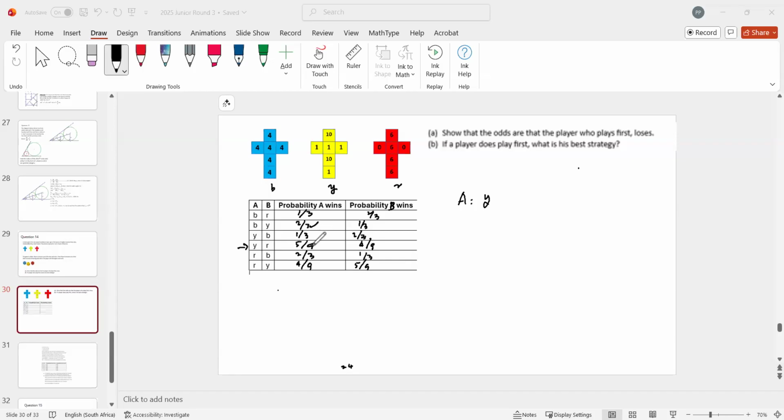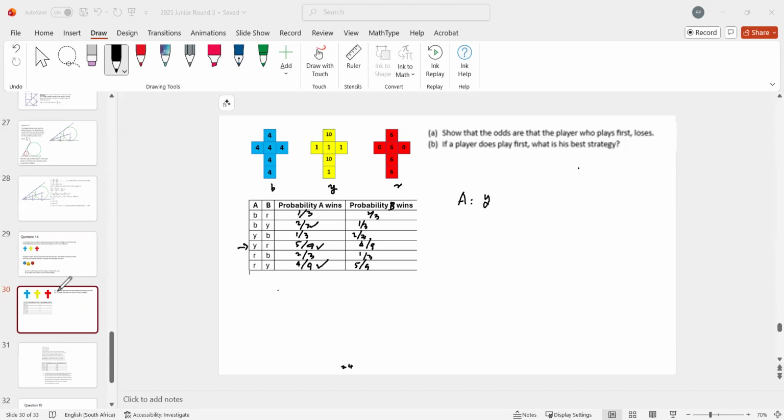his chances of winning are 4/9. If he chooses red, it's 5/9. And if he chooses yellow again, it's 4/9. So the best possibility for him is to choose the red. You see? If he chooses yellow, the best one is that he has to choose the red, because the red will beat the yellow any day. Right? Okay, so you can try with each one of them. You can see that, yeah, because he's got the best chances of winning.